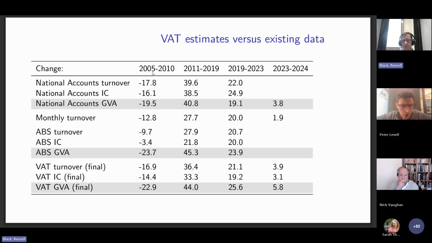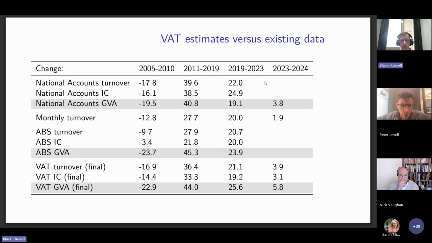National accounts GVA falling 20% for this 5-year period versus the ABS minus 24%, VAT data minus 23%. The VAT data GVA is basically marrying with the ABS. Same in the 2010s, the ABS and the VAT GVA, although they fall more, they're recovering faster versus the national accounts. So national accounts grows 40%. ABS GVA and VAT-based GVA estimates, 44-45%.